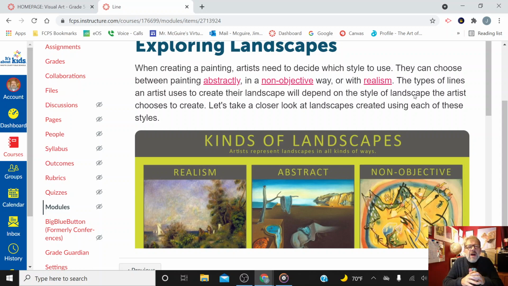When we talk about non-objective things, we're talking about things that don't have an object that you can identify in them. So they don't really even apply to landscapes. That's one of the reasons I don't want to get into it today. We're going to look at making a landscape on Thursday. So bring art materials, pencil, paper if you have it. If you don't, worry not. I'll show you how to use Chrome Canvas or one of the online applications.